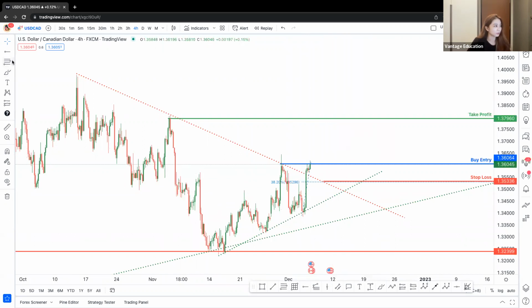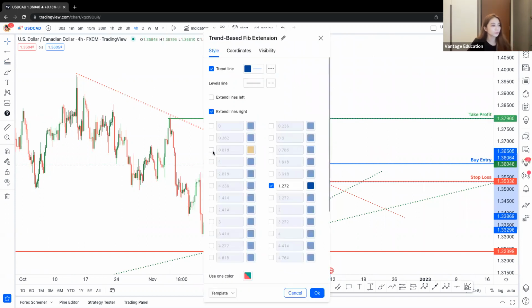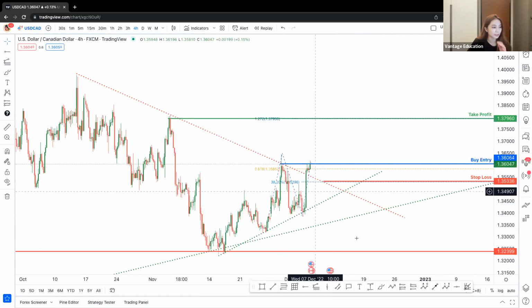Then we can use our Fibonacci projection for our take profit. Very nice. 1.272. So our price is clearly trying to exceed 61.8. So that will make our entry a bit more convincing.